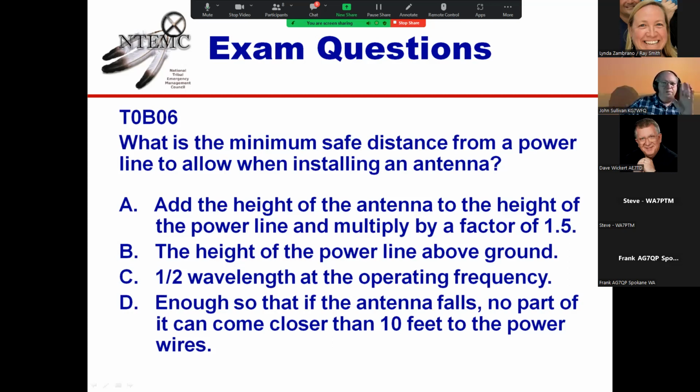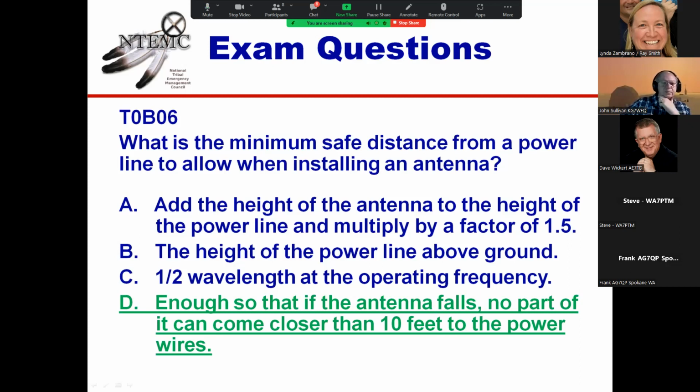So it depends on how tall your antenna is going to be, but you want to figure out how tall your antenna is. You don't want it, if it falls, to come any closer than 10 feet to where the power lines are. And that's how far you would want to move it away. It's actually a fairly logical answer.